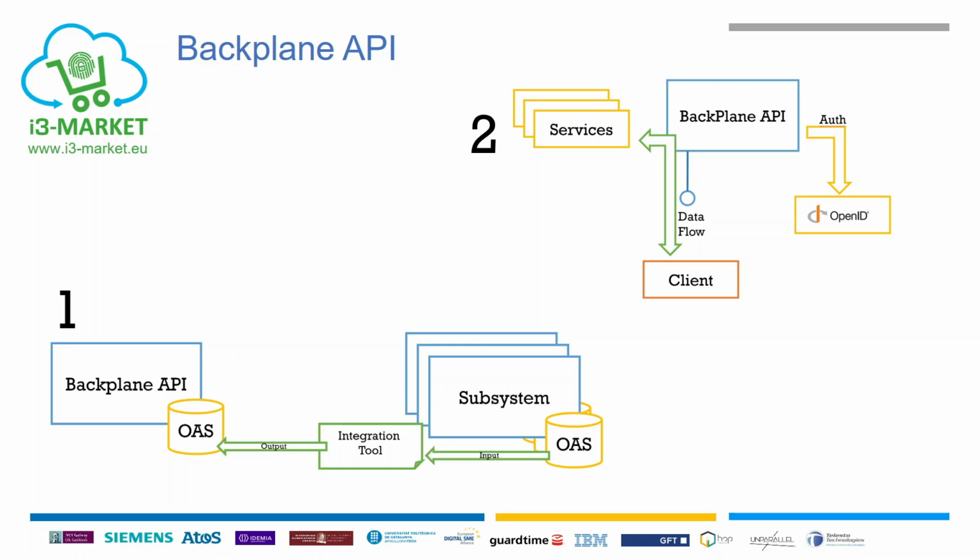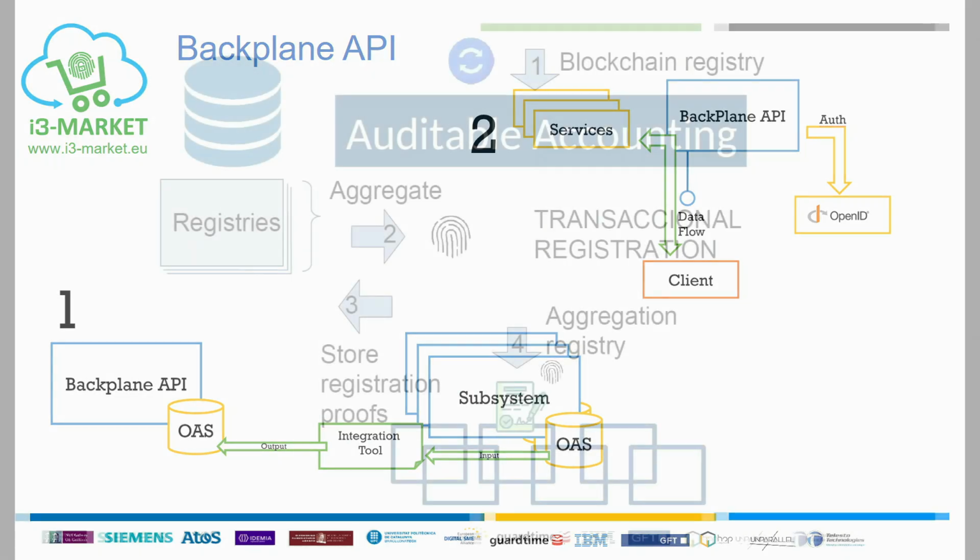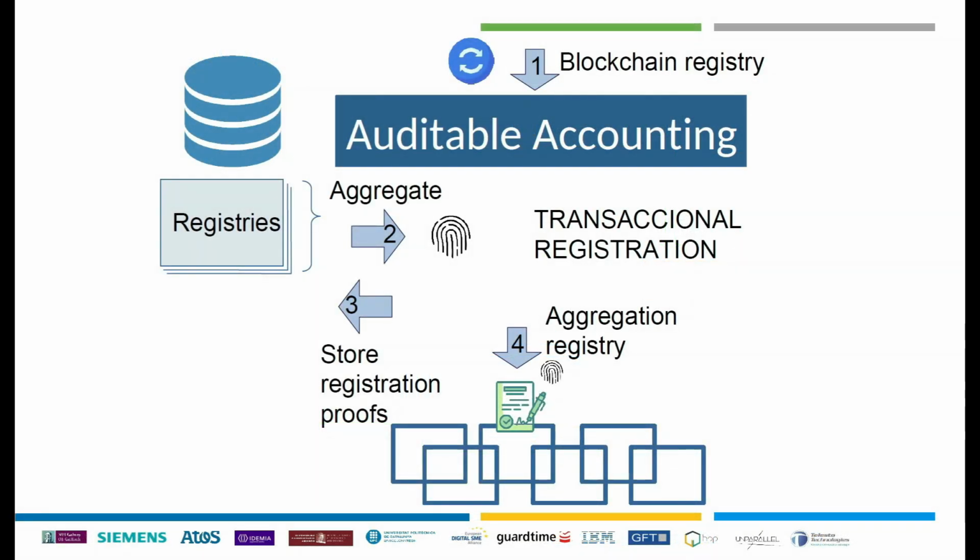In the next demo, we are going to see an example using the auditable accounting use case. As you can see here, this is the structure of the auditable accounting. Essentially, it's a model that receives blockchain registries, but we don't directly store these registries on the blockchain because this would cause a lot of data being registered. So what we're going to do is aggregate all these registries.